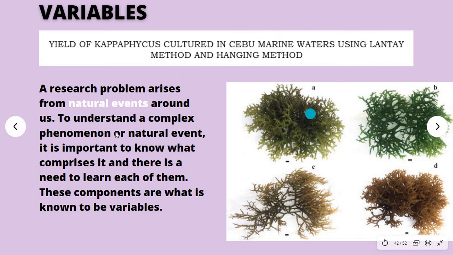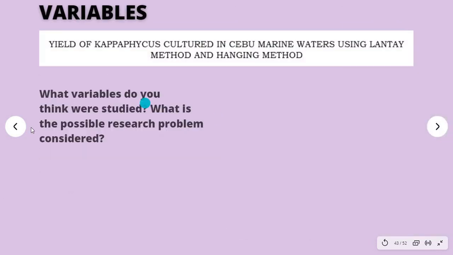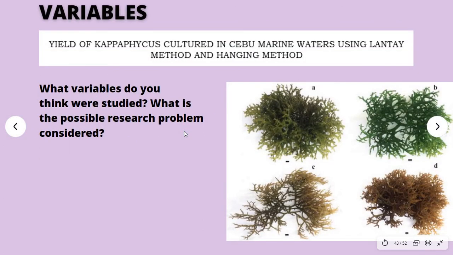Okay, so the research problem that we choose should arise from natural events around us. And to understand a complex phenomenon or natural event, it is important to know what comprises it, and there is a need to learn each of them. So these components are what are known as variables, the variables in the phenomenon you observe. So what variables do you think are studied in this title? What is a possible research problem considered?